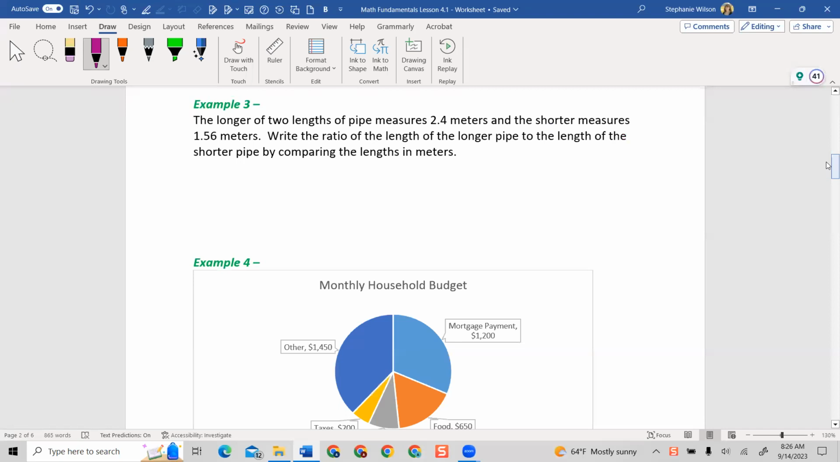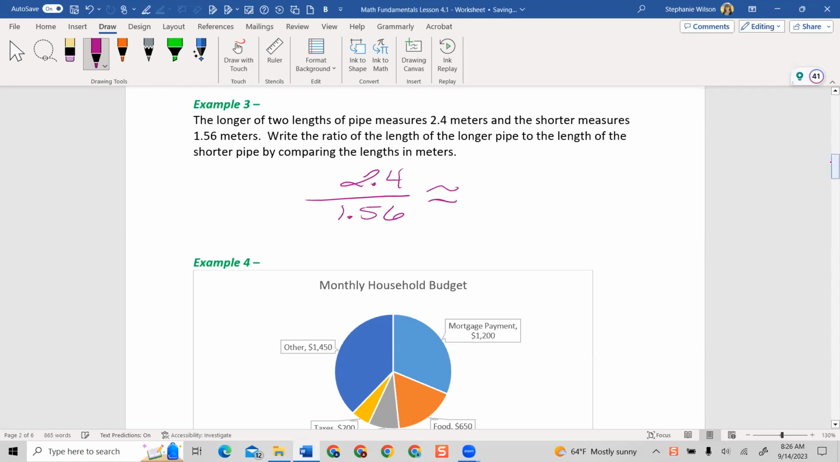All right, so example 3 says the longer of 2 lengths of a pipe measures 2.4 meters and the shorter measures 1.56. We're going to write this in a ratio of the length of the longer pipe to the length of the shorter pipe. So it's going to be 2.4 meters divided by 1.56 meters.